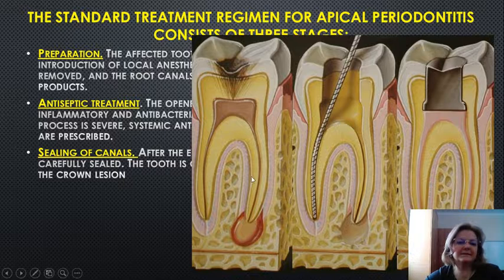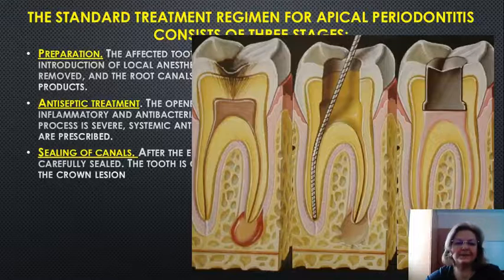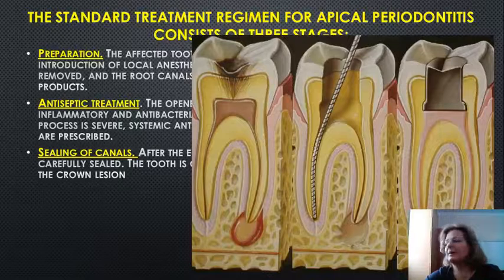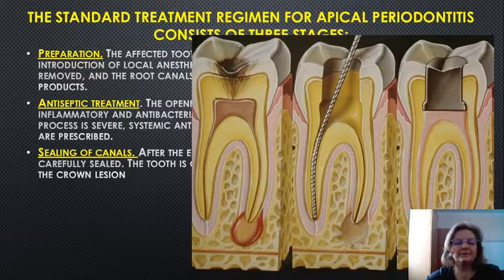The next, the standard scheme of treatment for apical periodontitis, and this scheme consists of 3 stages. First stage, preparation. The affected tooth, introduction of local anesthesia, necrotic pulp removed and the root canal cleaned by these products.